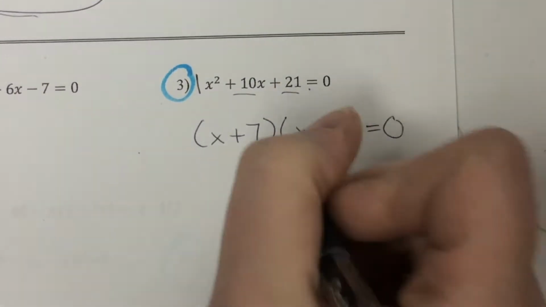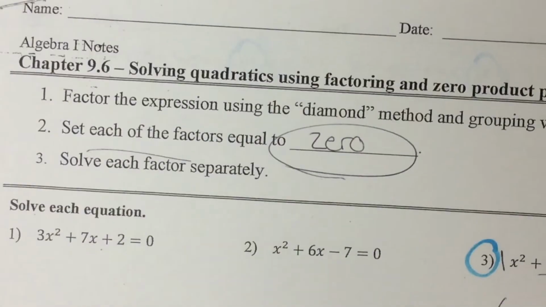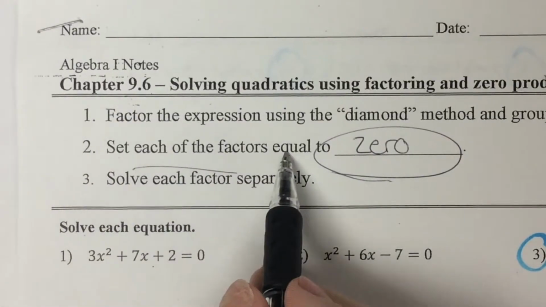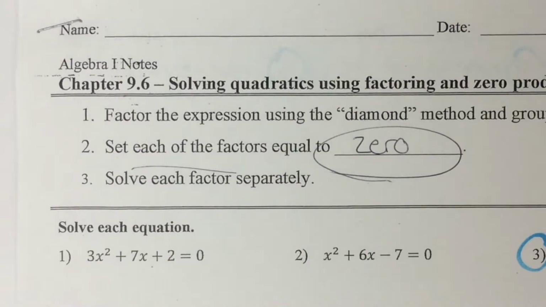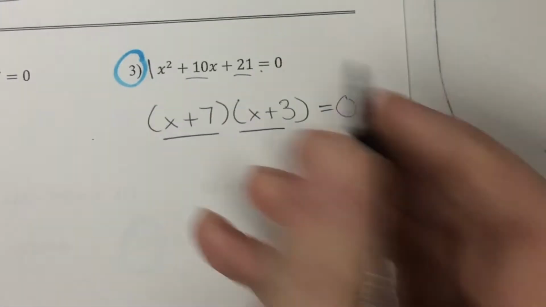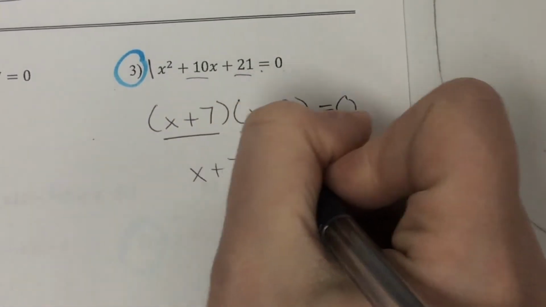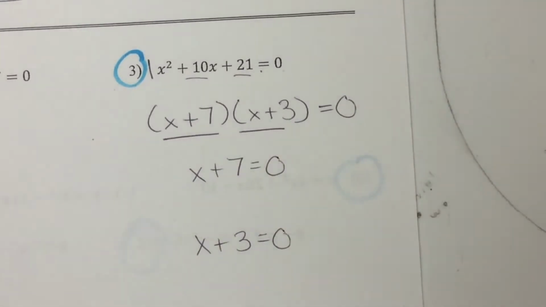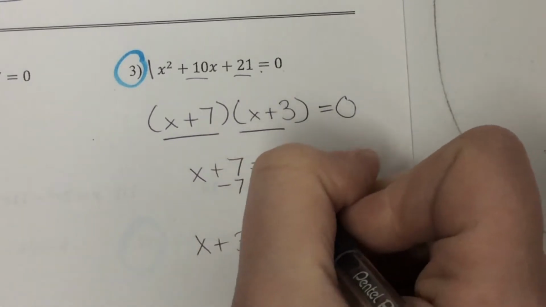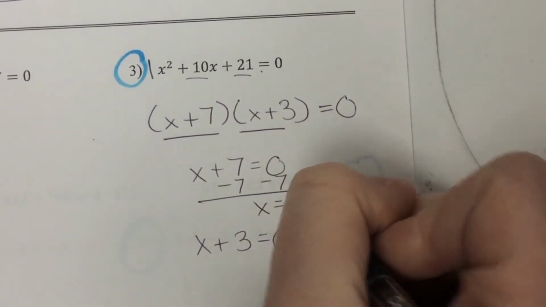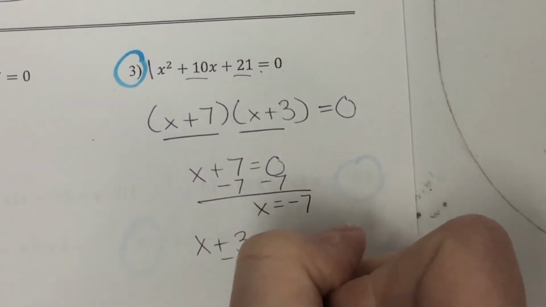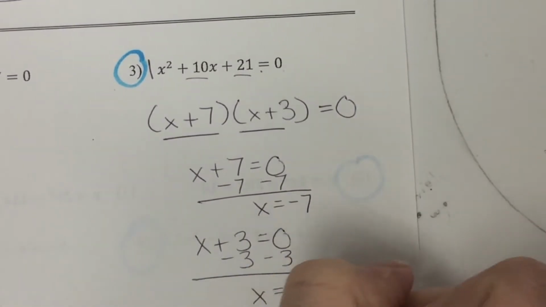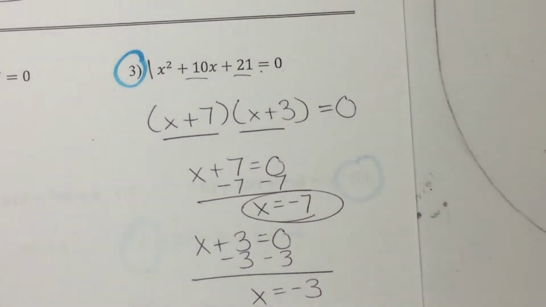So these are both now what we call factors. Just like the directions say, you're going to set each of the factors equal to 0 individually, each one on its own, and solve them separately, and you'll get 2 answers. So we have x plus 7 equals 0, and x plus 3 equals 0. Solving both: for the top one, subtract 7, 0 minus 7, negative 7. For the bottom one, subtract 3, 0 minus 3. Okay, so our 2 answers are x equals negative 7 and x equals negative 3.